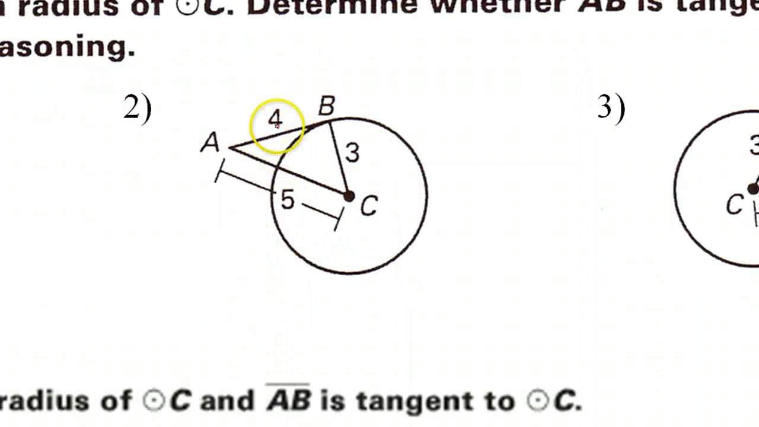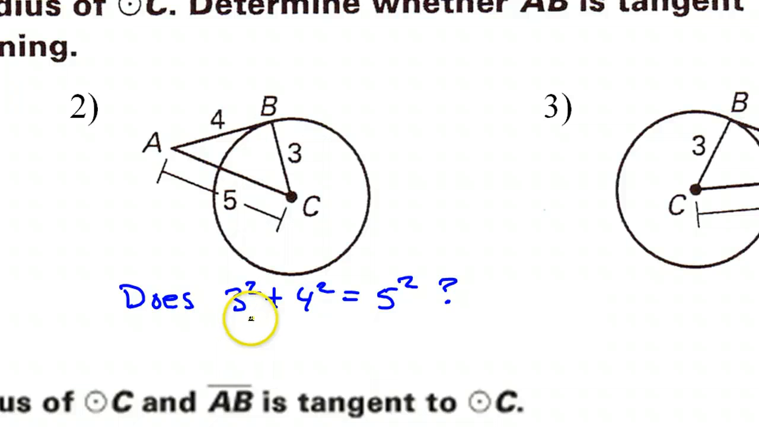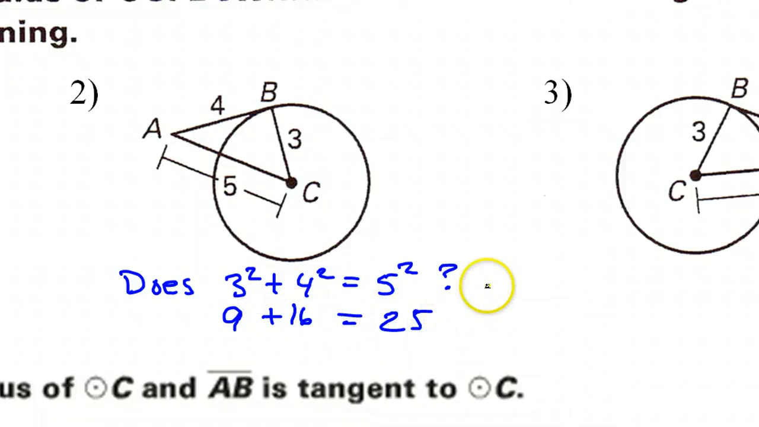Well, we can use the fact that the Pythagorean theorem only works on right triangles. So what we could do, were we so inclined, is check out the Pythagorean theorem. Does 3 squared plus 4 squared equal 5 squared? Well, does 9 plus 16 equal 25? Yes, it does. Since the Pythagorean theorem holds, then that means this must be a right triangle.